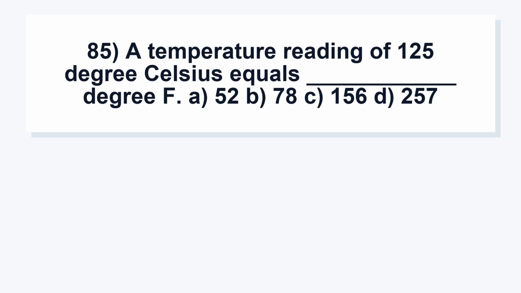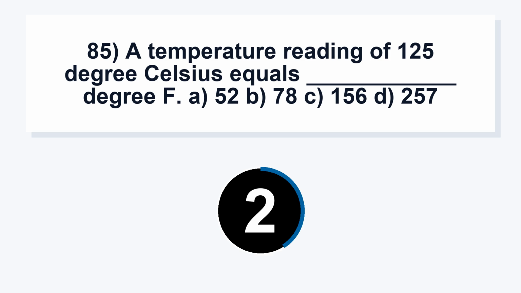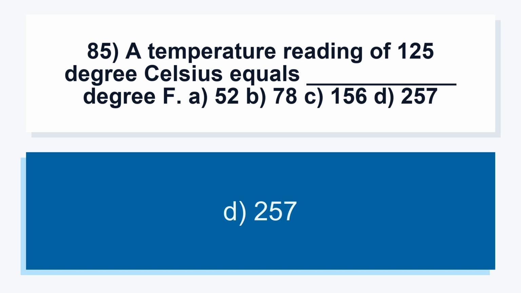85. A temperature reading of 125 degrees Celsius equals how many degrees F? A. 52, B. 78, C. 156, D. 257. D, 257.